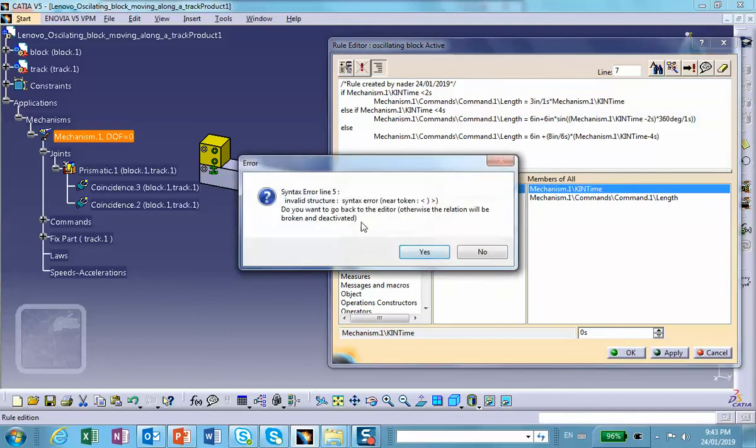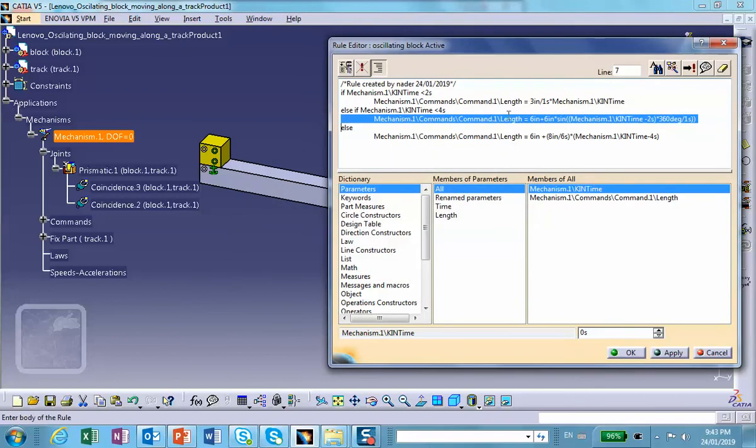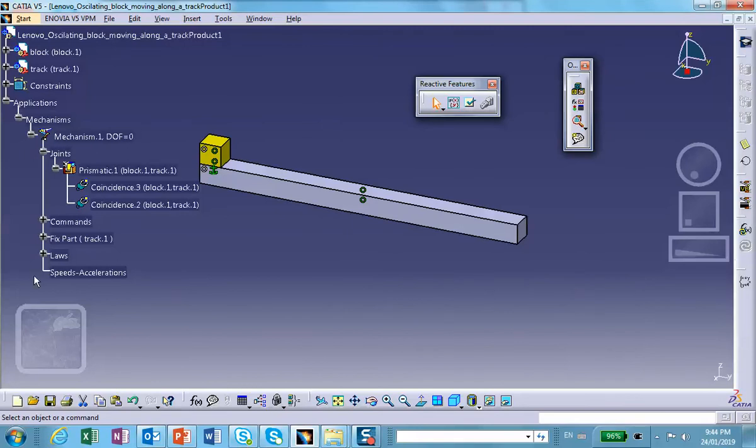Find out. No, still there is a problem somewhere. It looks like the problem is right here. Maybe we have too many parentheses here. 6 inches plus 6 inches times sine of time minus 2 seconds. I think we have too many parentheses here. There's an extra parenthesis here. That doesn't belong there. Right. Excellent. Very good.